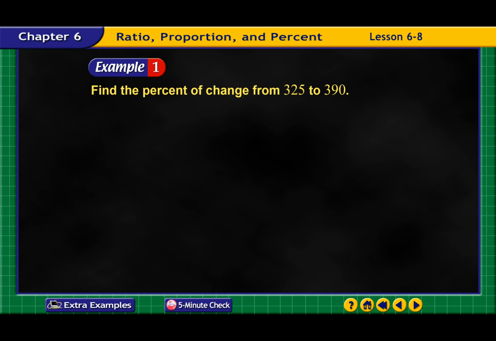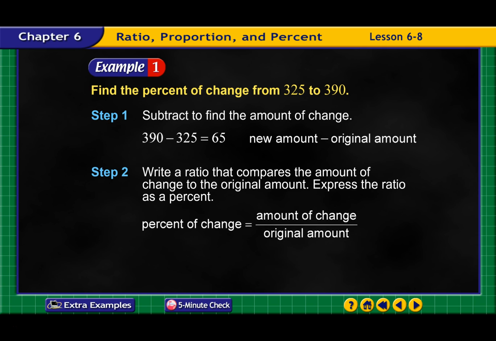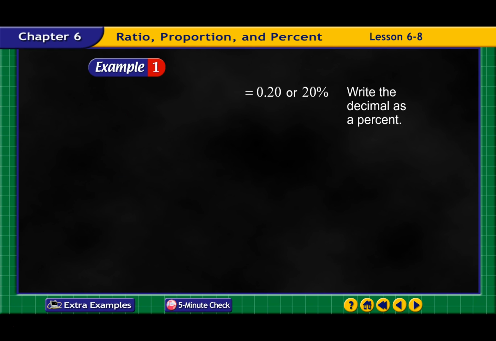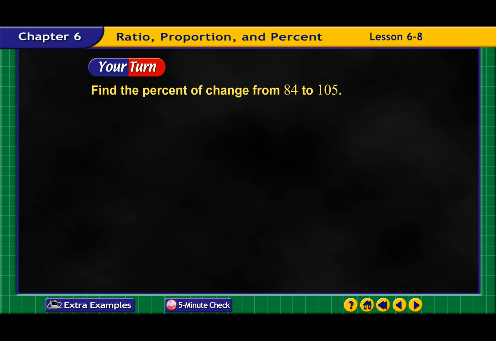So find the percent of change from 395 to 390. So the book says subtract the amount of change. And so that'd be 390 minus 25. And then we put that over the original. So then we write a ratio comparing the amount of change to the original amount and express that ratio as a percent. So 65 over 25 comes out to 20%. So my answer is the percent of change from these two is 20%. And you give it a try. Go.